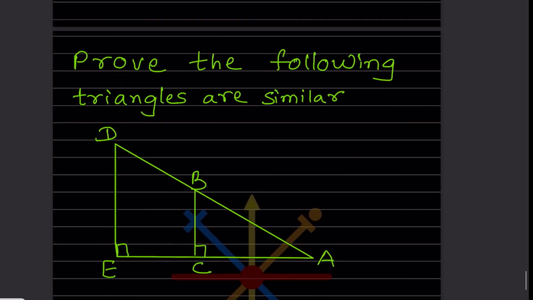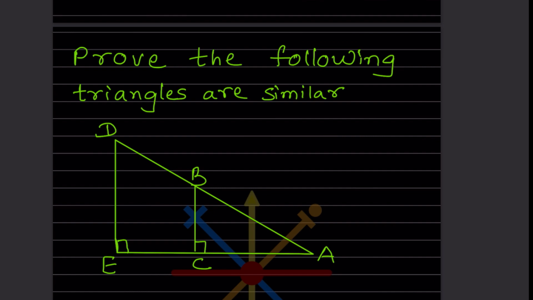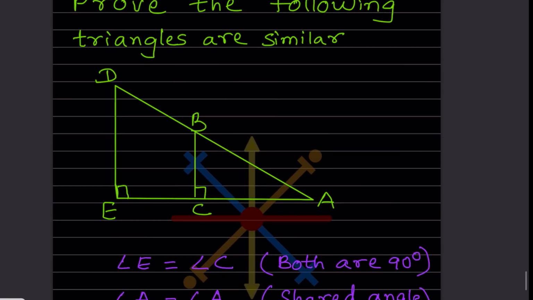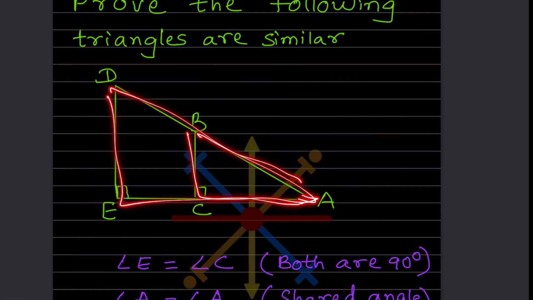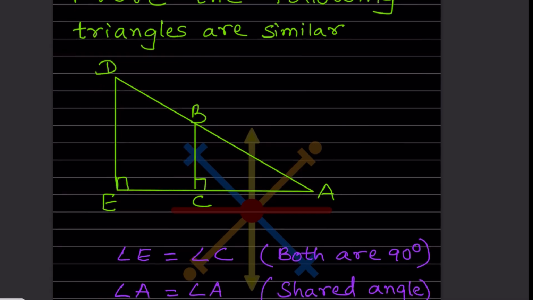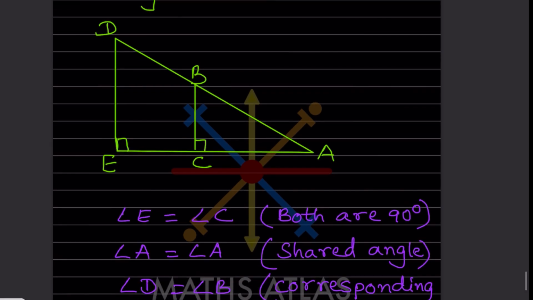So prove the following triangles. These are similar. So now this is given here. This is one of the triangles and this is the other triangle. So we have to prove that both are similar. So what we can see here, that both are 90 degrees. So we can say angle E is equal to angle C because both are 90 degrees. Then what we can see, this angle A is equal to angle A.